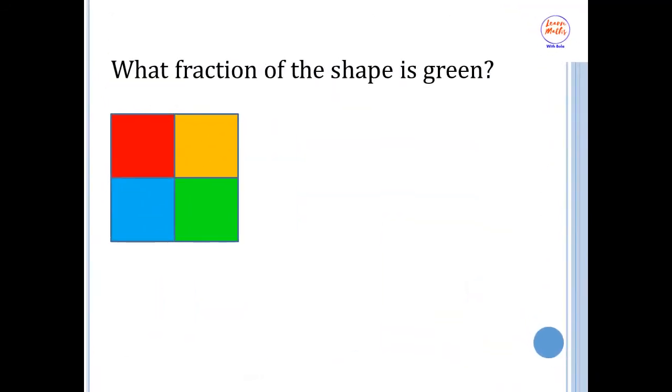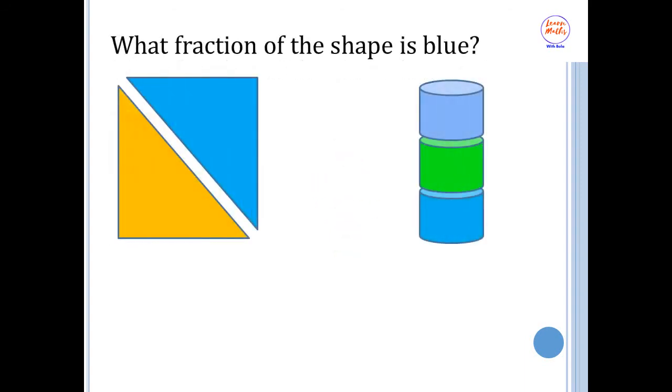What fraction of this shape is green? Test of colors. In math, we have to test colors. We test different things because math is wide. So we have green. What fraction of the shape is green? Did I hear you say 1 over 4? Correct. 1 over 4. So you can see that I colored the answer with the right color. So if you didn't know, green is the color of your 1 over 4.